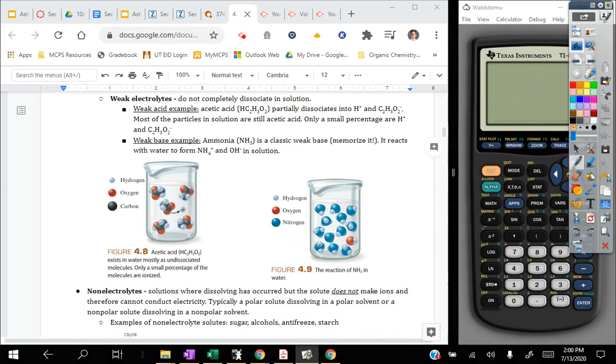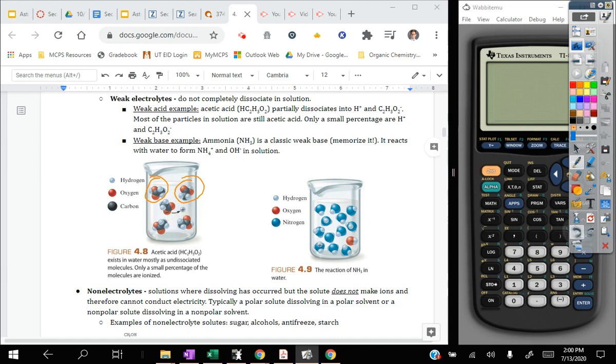You can see here that these particles are your acetic acid molecules. They are stuck together with the extra H. A small percentage allows that H to dissociate into solution and break off. So there's a lot less charge in this weakly acidic solution.